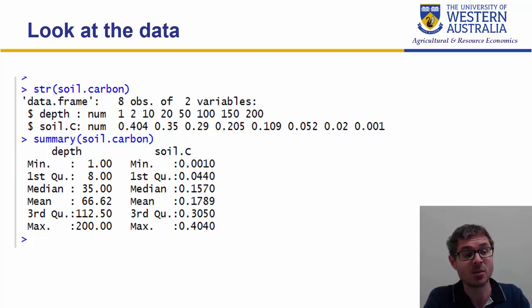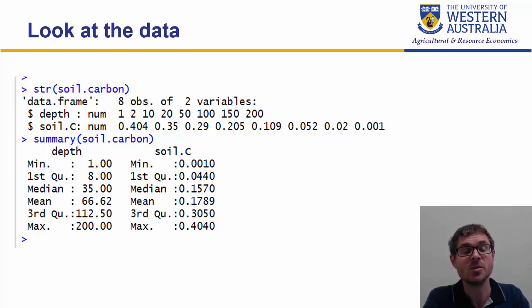I can also use the summary, and it gives me the 5-number summary. So the 5-number summary, remember, is what a box plot gives us, plus the mean. So we've got 6 values there, and I can see, okay, so my depth measurements are going from 1 to 200, and I can see my soil carbon measurements.